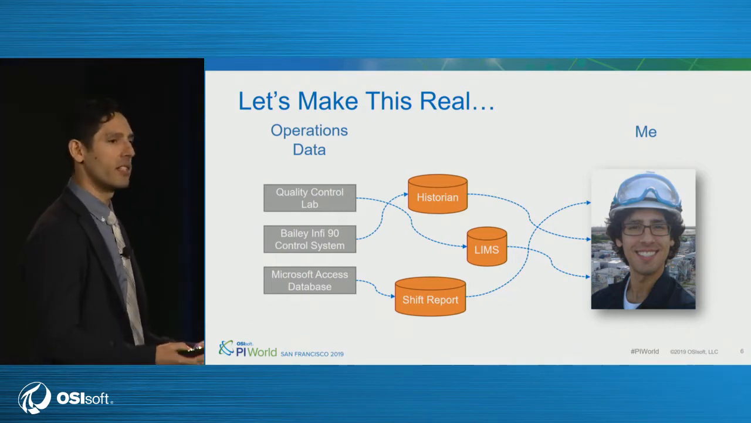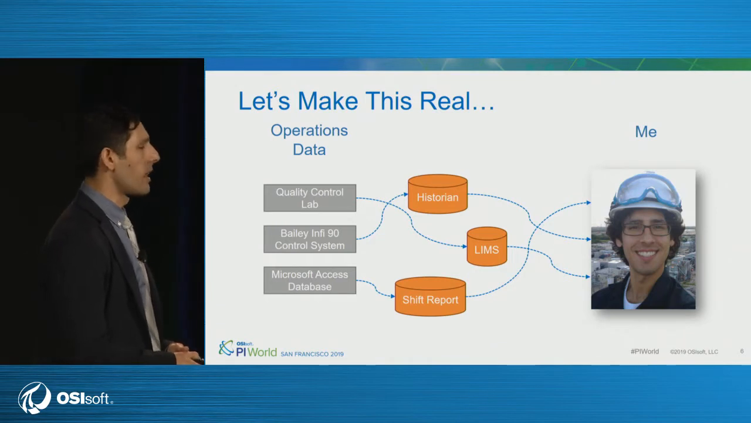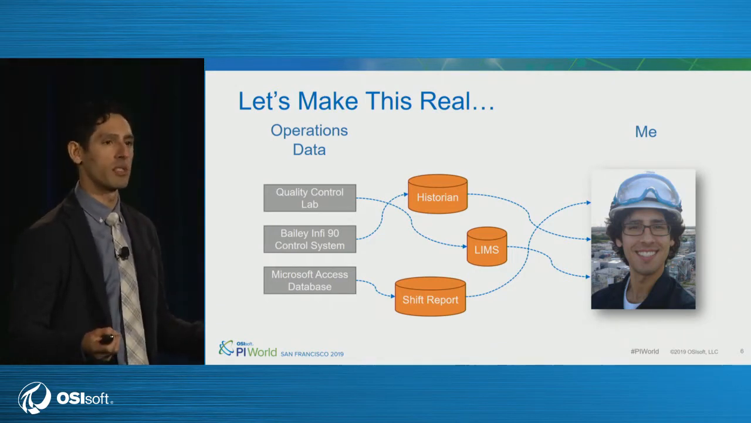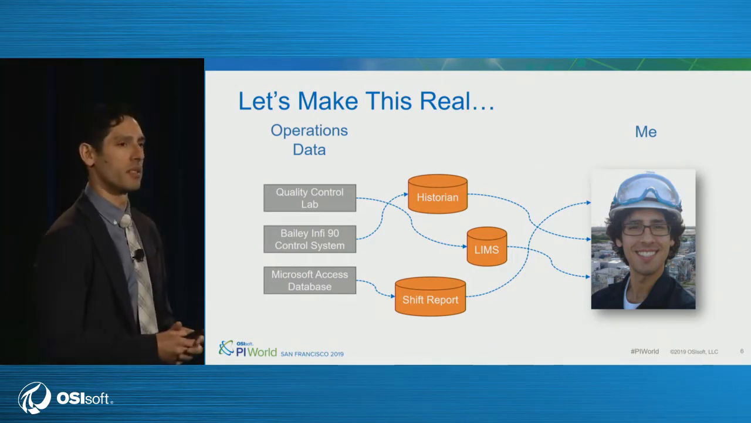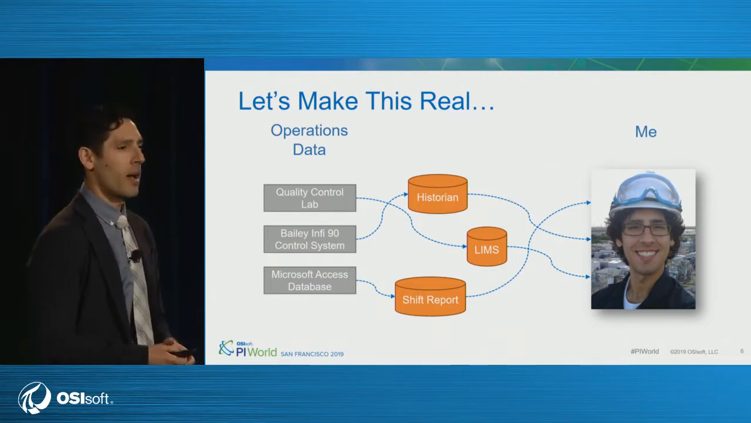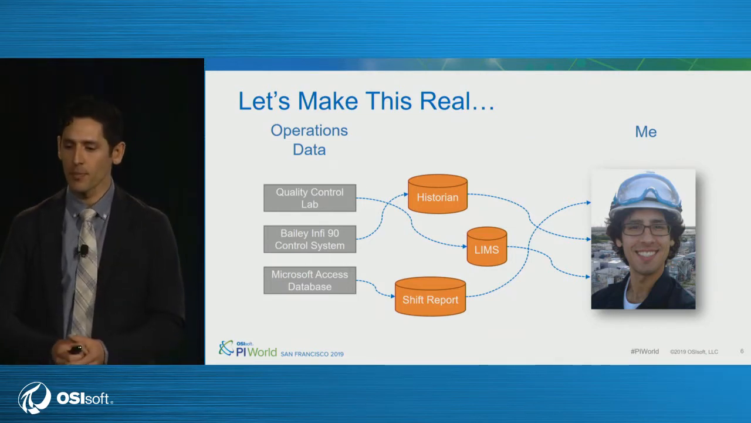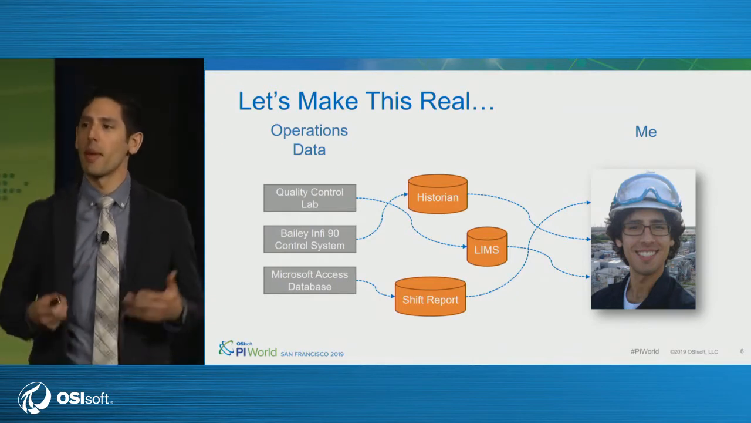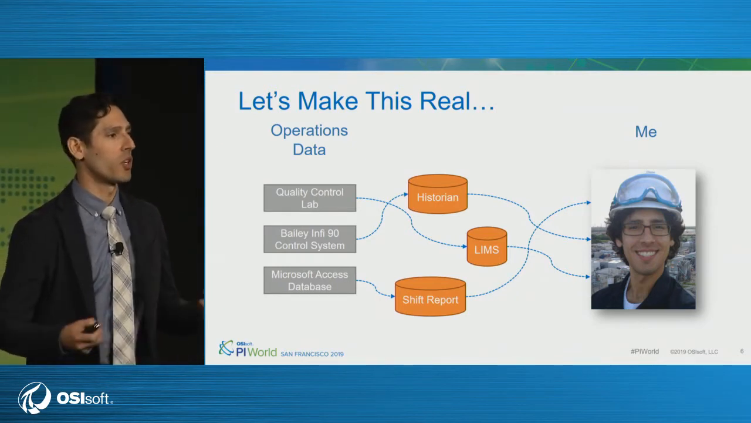They had really sophisticated analytical equipment there, and they would help us determine if our product was in spec. And that went to a LIMS system. So LIMS stands for Lab Information Management System. We also had a control system. It was a Bailey Infa90 control system. And this was hooked up to a historian.